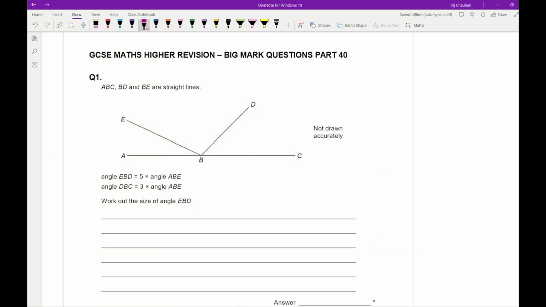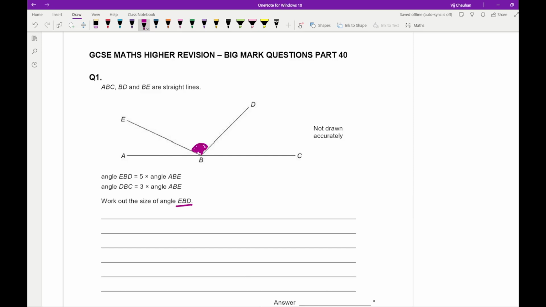So moving straight on to question 1, it says ABC, BD and BE are straight lines. Angle EBD equals 5 times the angle of ABE. Angle DBC equals 3 times the angle of ABE. And the question is asking us to work out the size of angle EBD. So let's first mark what the angle is that we're trying to find, which is angle EBD. So it's E to B to D. So this is the angle that we want.